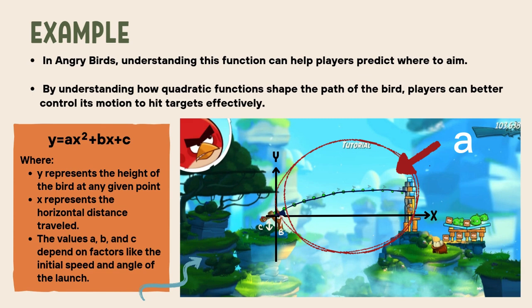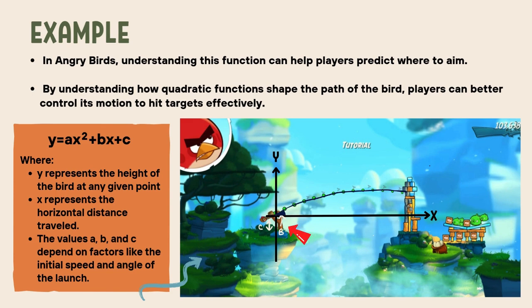Coefficient A controls the curve's opening direction and width. It affects how wide or narrow the parabola is, as well as its direction, which is opening up or down. For the bird's path, A is negative, making the parabola open downward since gravity pulls the bird back down after it reaches the peak. If A is larger, the curve would be narrower, indicating a steeper trajectory.